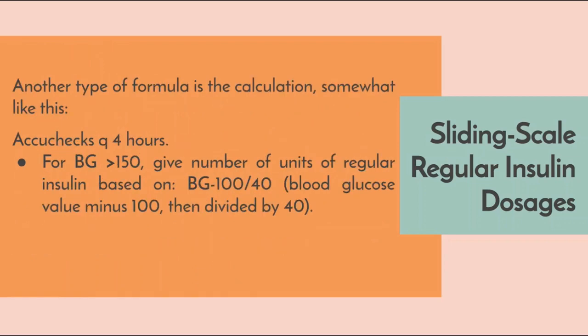Another type of formula is the calculation. So AccuChecks every 4 hours. For BG more than 150, give number of units of regular insulin based on blood glucose value minus 100, then divided by 40. In this formula, the denominator can change depending on the order and how controlled the patient's blood sugar needs to be. This formula also applies when you are giving continuous IV infusion of regular insulin.